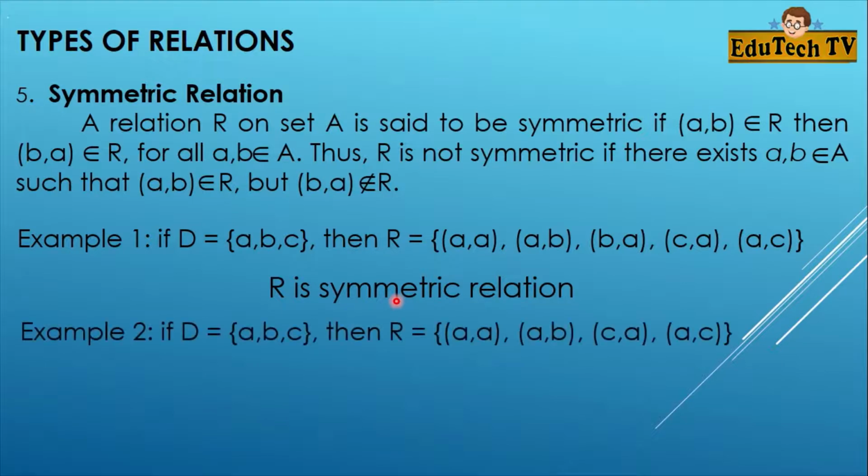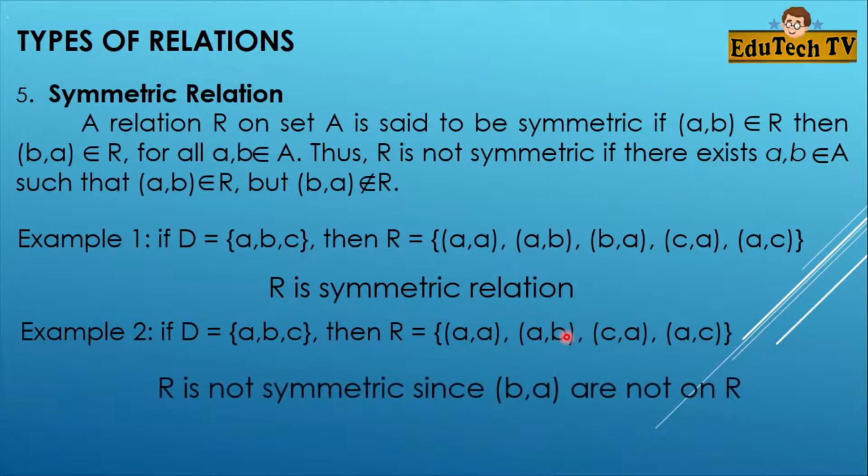Now, example number 2. Okay, if we have this relation AA, AB, CA, and AC. Now, AA again. So, pasok pa rin siya sa condition. Now, AB, so there must be BA. Okay? There must be BA to make this a relation. Since wala, then it is not symmetric.